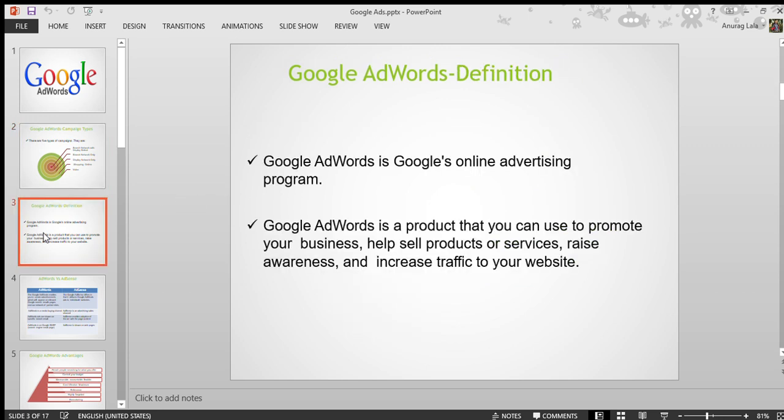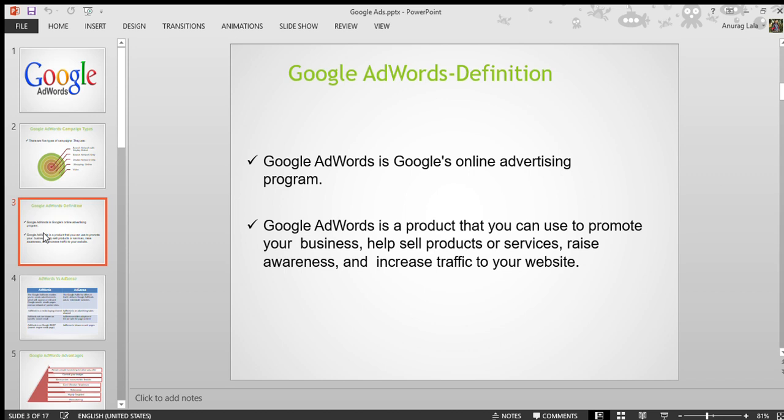Then third is the Google AdWords definition. What is Google AdWords? It is the Google advertisement program. Google AdWords is a product which you can use to promote your business, help sell products or services, raise awareness, and increase traffic to your website.